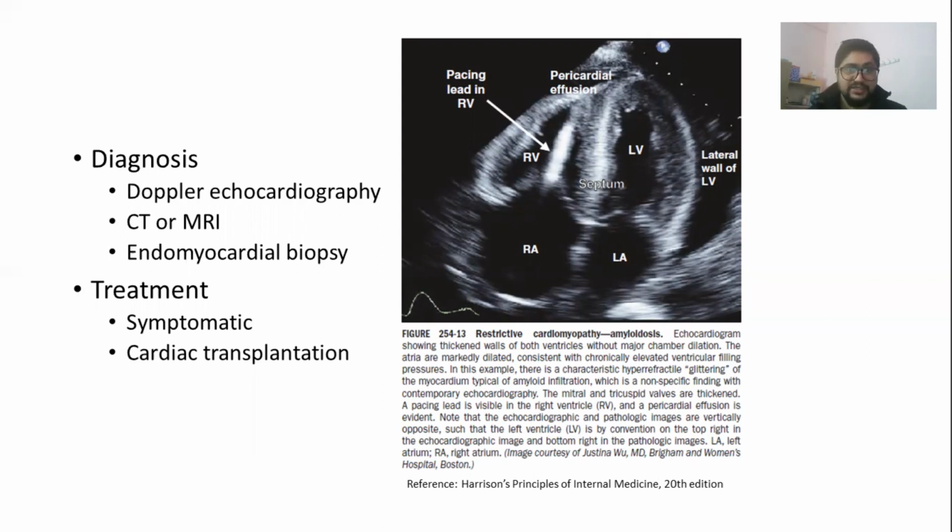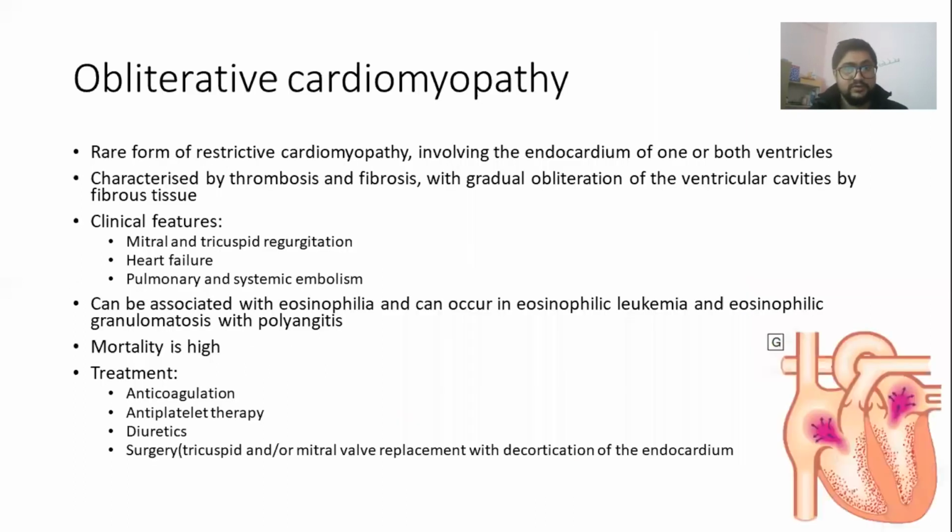As you can see in this picture, there is a dilated atrium. However, the left ventricle and the right ventricular chamber are of normal size. This is a typical feature of restrictive cardiomyopathy. Treatment is basically symptomatic, and in some cases who are symptomatic even after medical therapy, they might require cardiac transplantation. So one of the rare forms of cardiomyopathy is obliterative cardiomyopathy.